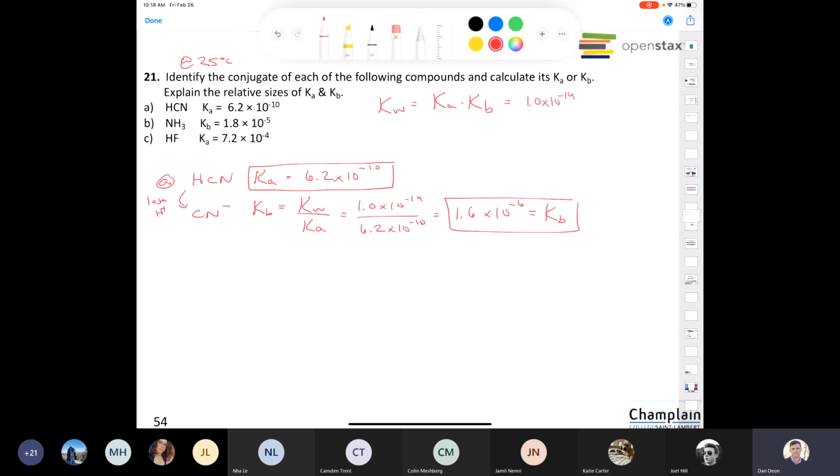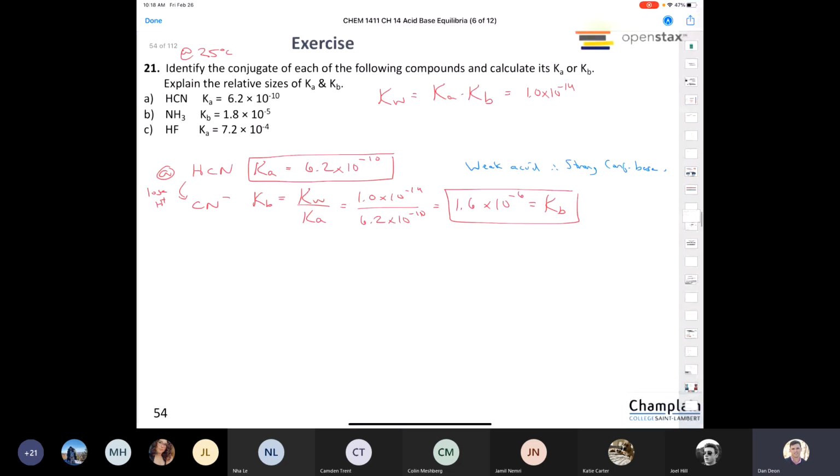Now, if we think about the sizes of these Kas and these Kbs, the Kb is bigger than the Ka. What does that tell you? That tells you that the HCN is a weak acid, so it's got a strong conjugate base. Okay? So weak acid, therefore strong conjugate base. Let's try one more and we'll move on.